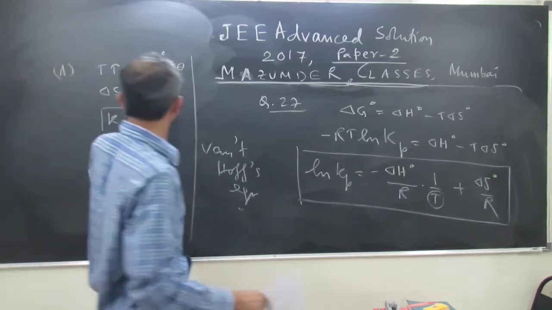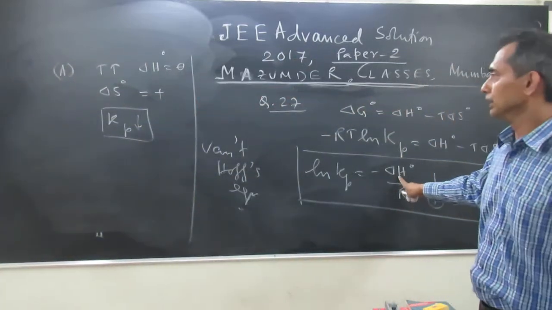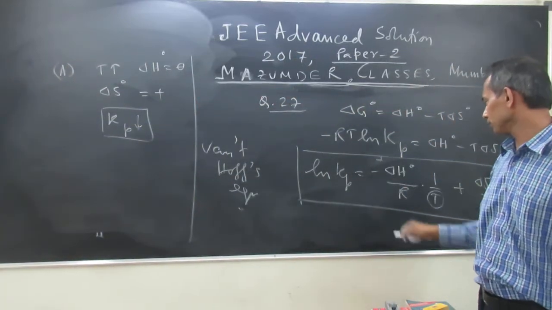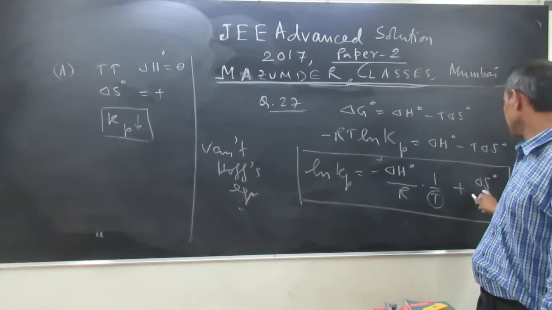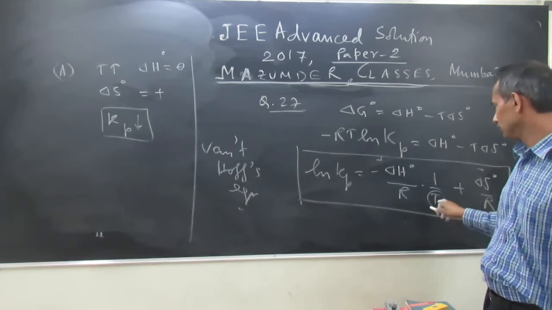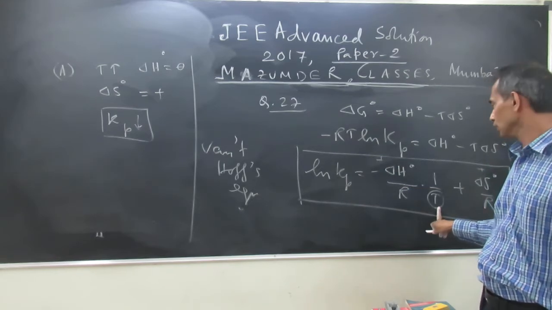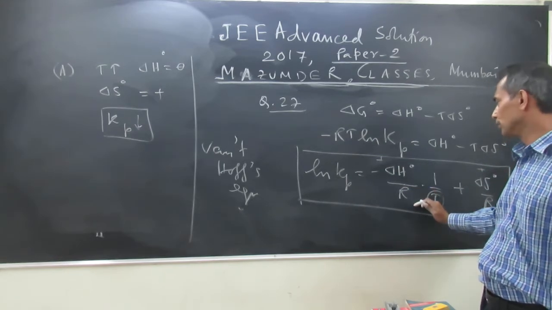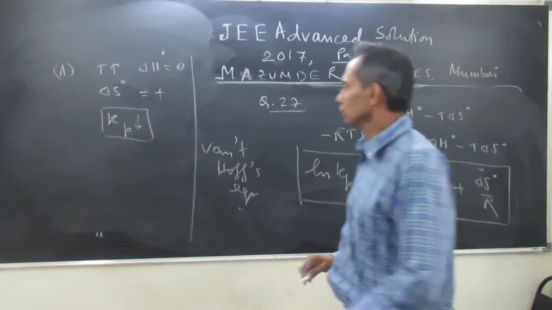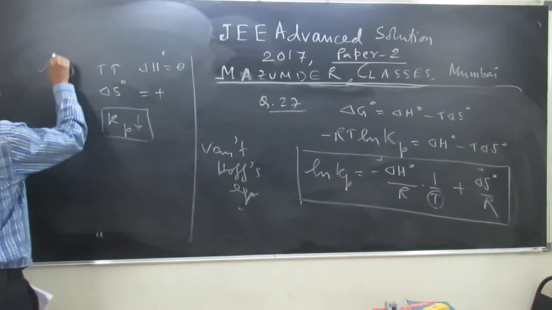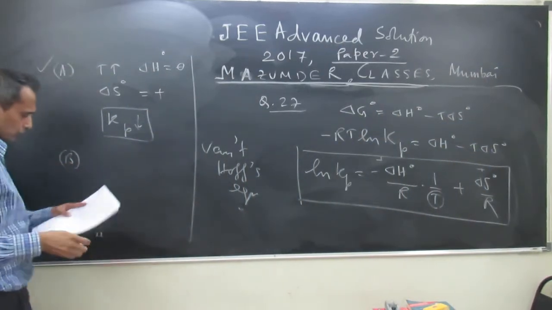Just put this condition over here. Delta H naught is negative, so negative and positive becomes positive. This is this, and delta S naught is positive. If it is positive, obviously with increase in temperature, the denominator is increasing, so the value is reducing, so Kp will decrease. So therefore it is correct. A is correct. Next, B.